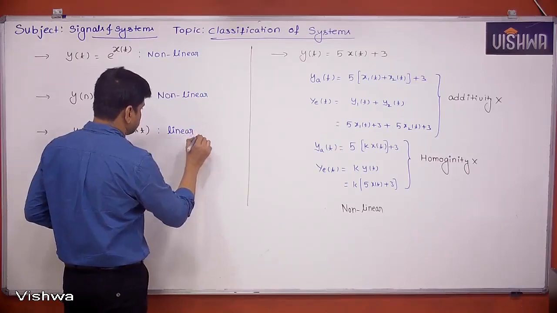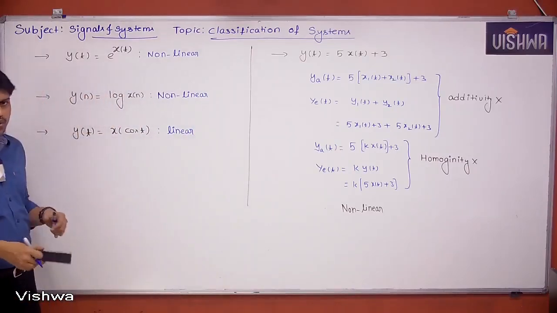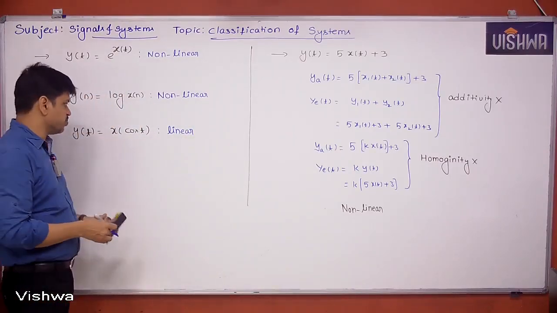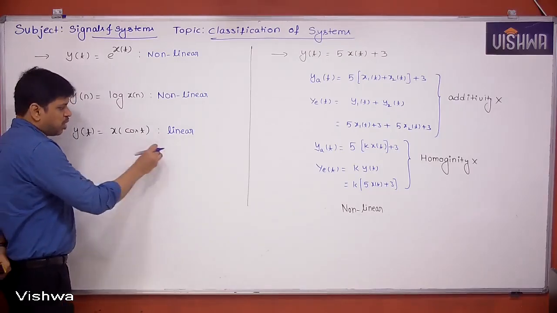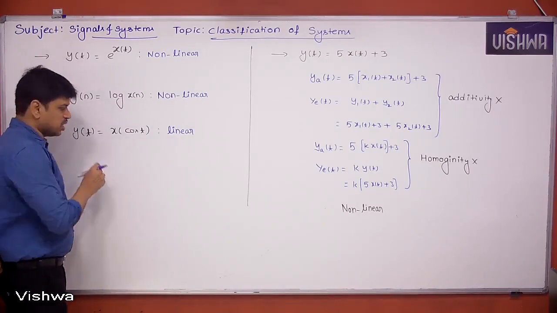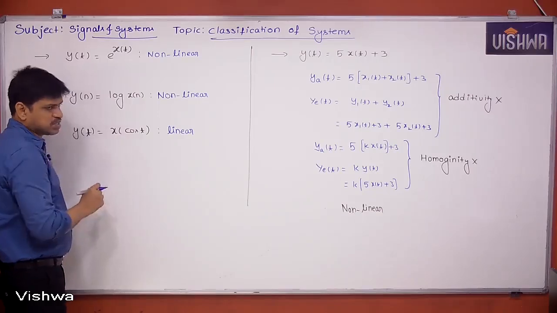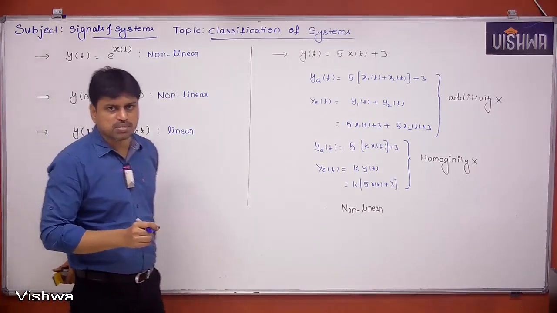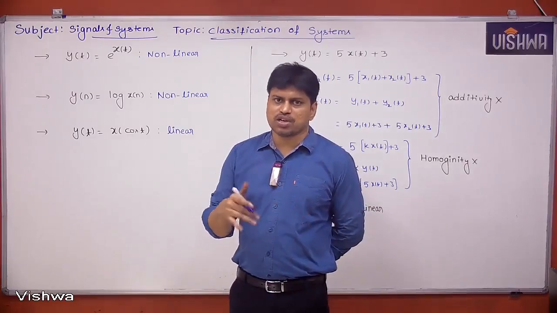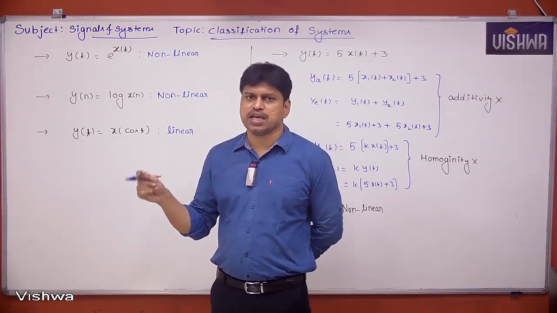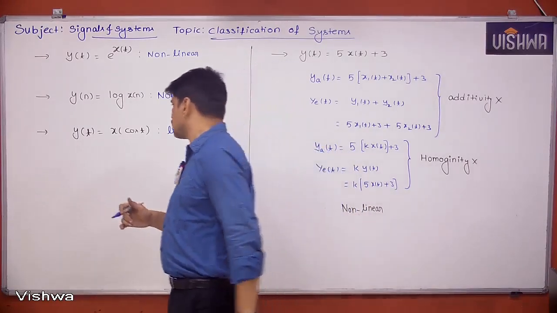Linear. How, sir? Please first try to understand what is the functionality of the system. What do you mean by functionality of the system? Suppose if input is x of t, output is x of cos t. What function has been done? Simply I can say t has to be replaced with cos t. Whatever x of t is there, in that t has to be replaced with cos t. That's the meaning of it.